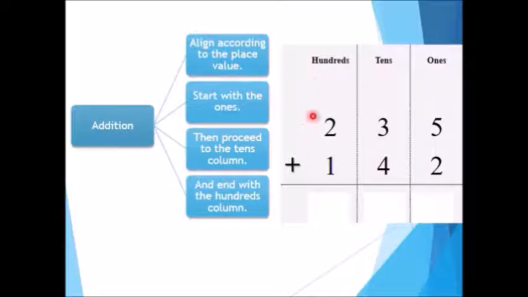Let's solve this example. 235 plus 142. So we start with the ones. 5 plus 2, it's 7. 3 plus 4, it's also 7. Then 2 plus 1, it's 3. The sum is 377.